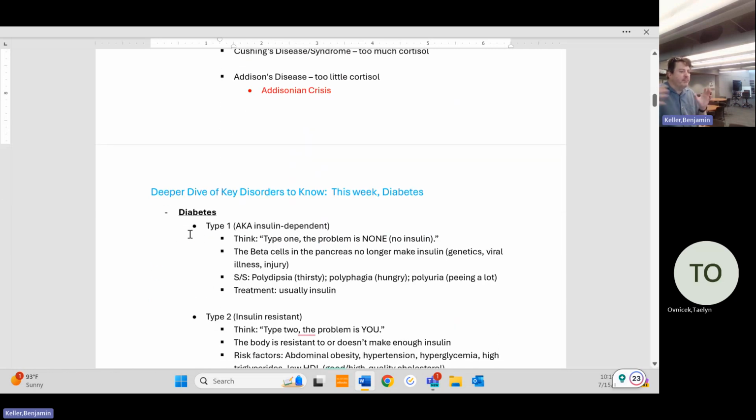So today, what I really wanted to focus in on is just diabetes. It's a lot in itself. There's a number of different medications, and it's just a lot of concepts. So there are two main types of diabetes. There's type 1, AKA insulin dependent. You can think about it this way: in type 1, the problem is none. There is no insulin in type 1 diabetes. The beta cells in the pancreas that make the insulin are busted. They're gone. It could be a result of genetics or a viral illness or an injury to the pancreas. Something like that has created a problem with the amount of insulin, and they don't have any.